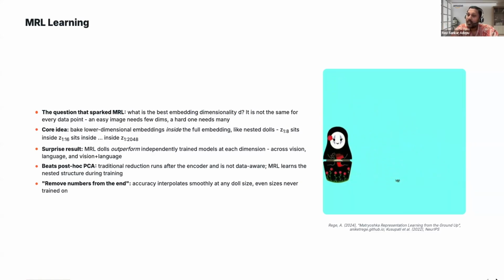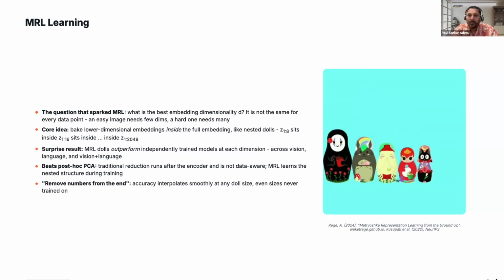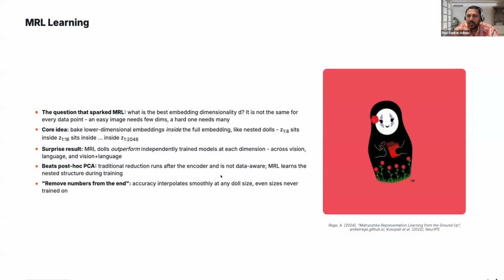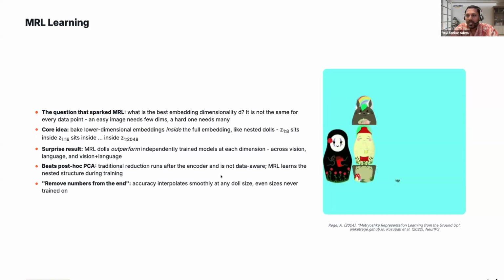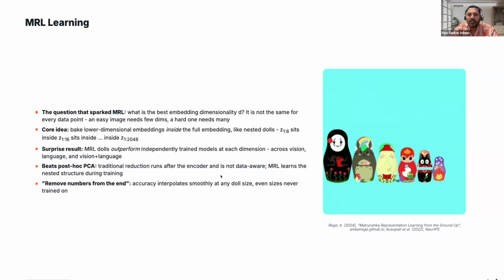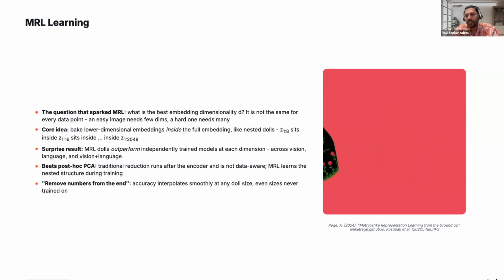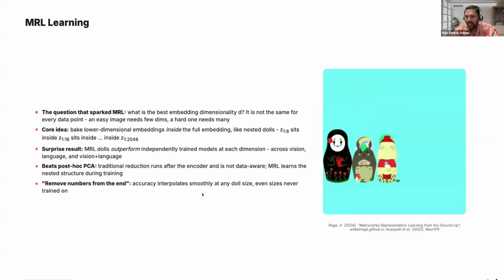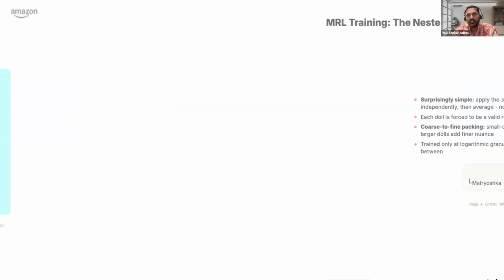Second, it beats the old approach of running PCA on a big embedding after the fact, because MRL learns the structure during training instead of building it afterwards. And you might have heard this OpenAI line, right? Just remove some numbers from the end of the embedding. That's literally this. You can truncate to almost any length and it still works, even sizes it was never explicitly trained on.